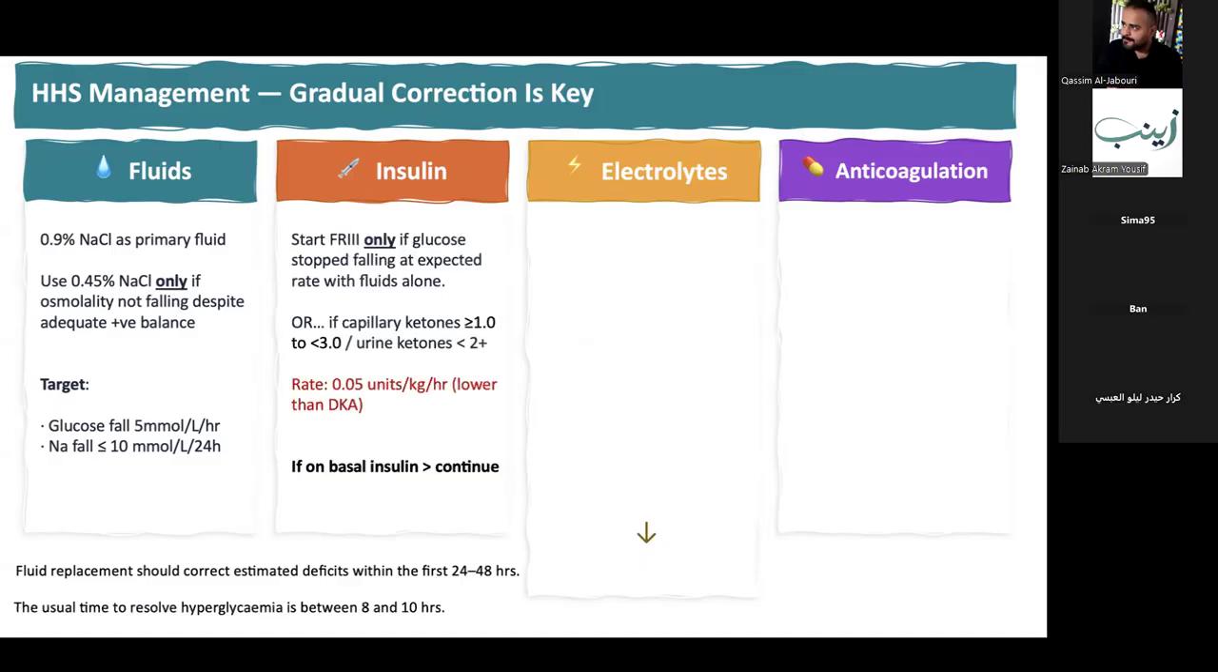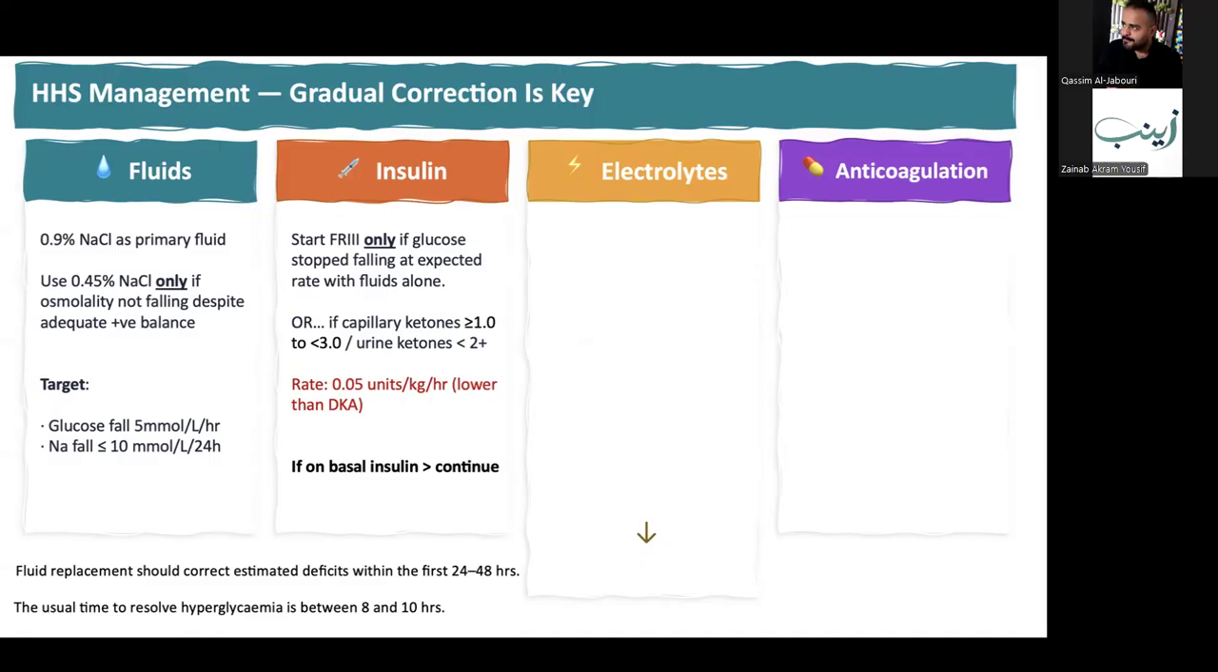Insulin is not introduced unless there is no changes in osmolality or if the patient becomes ketotic, i.e. if capillary ketones are more than 1 and less than 3 despite fluid management. And in this case, you start at half the rate you start for the DKA patients. But if the patient is meeting DKA criteria, i.e. ketones more than 3, or urine ketones more than 2 plus, then you start as per DKA protocol with the insulin infusion dose. Okay. If the patient is already on basal insulin, do not stop it. Just continue that.